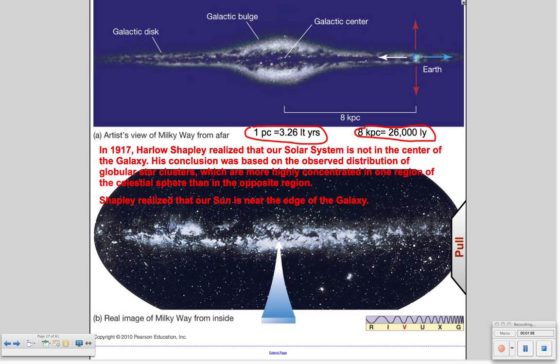Harlow Shapley studied our galaxy and tried to come up with a model of what it looks like. And in 1970, he concluded that our sun is not at the center of the galaxy, that it's actually somewhere on the spiral arms near the edge of the galaxy. On the bottom, we see a picture of the galaxy from the inside, from Earth, as we look toward the center. This is what we see. We see a lot of stars in that direction.